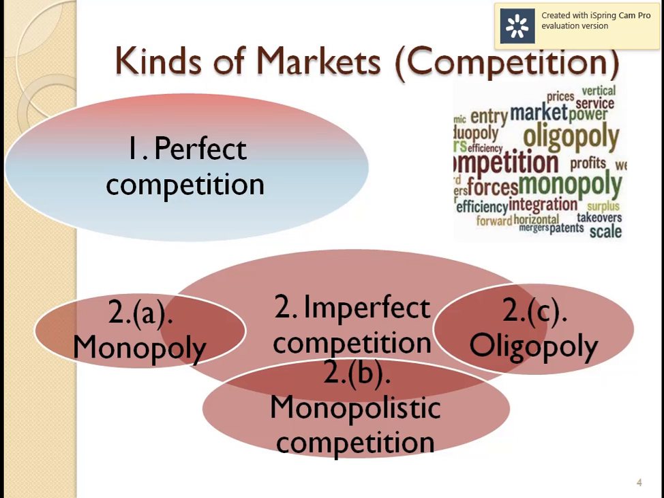What are the kinds of market we see? There are different kinds of market we see. There are many differentiations also. For example, we can differentiate market into local market, national market, international market. On the basis of competition, here I have mentioned, because on the basis of competition, the price and output determination plays a very important role. So today we are learning about the different kinds of market on the basis of competition.